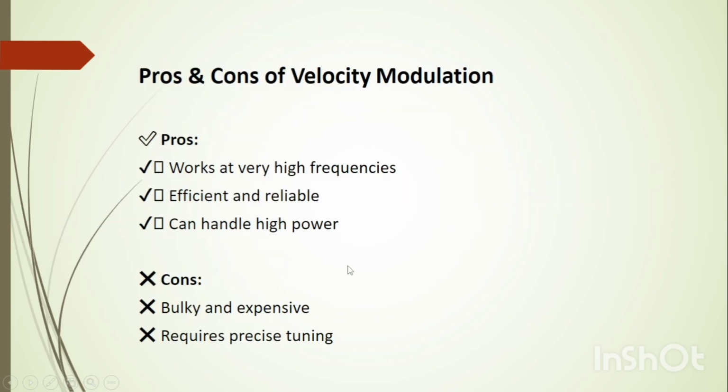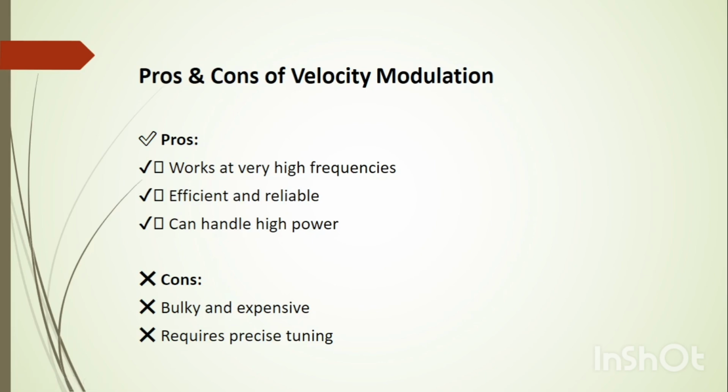Now, here are some pros and cons of velocity modulation. The pros: it works at very high frequencies, it is efficient and reliable, and it can handle high power. And the cons are: it is bulky and expensive, and it requires precise tuning.